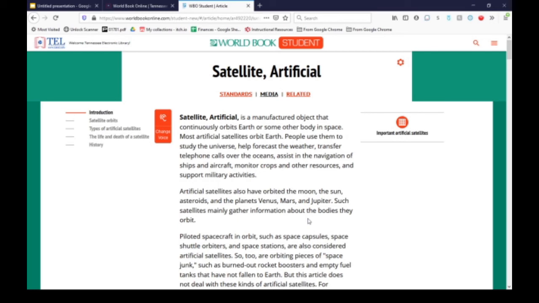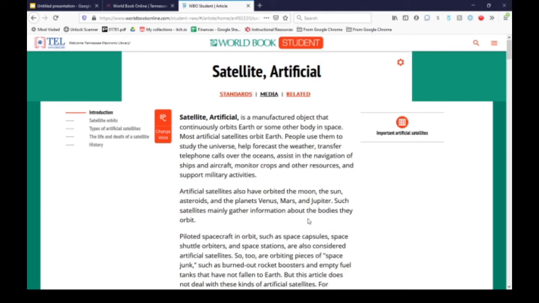So it says most artificial satellites orbit Earth, right? The Earthlings made most of the satellites, right? So they're mostly going around Earth. People use satellites to study the universe, help forecast the weather, transfer telephone calls over the oceans, assist in the navigation of ships and aircraft, monitor crops and other resources, and support military activities. All right, so they're just beaming information all over the place, and that's the answer. Right, they're beaming information around the world to make sure that everyone knows what's going on.